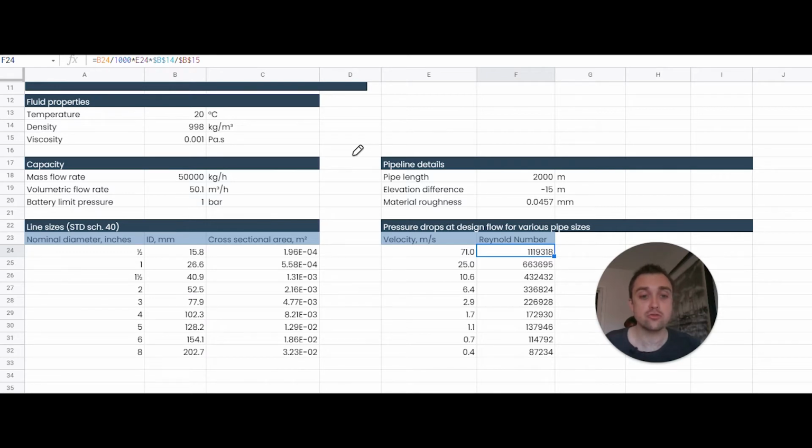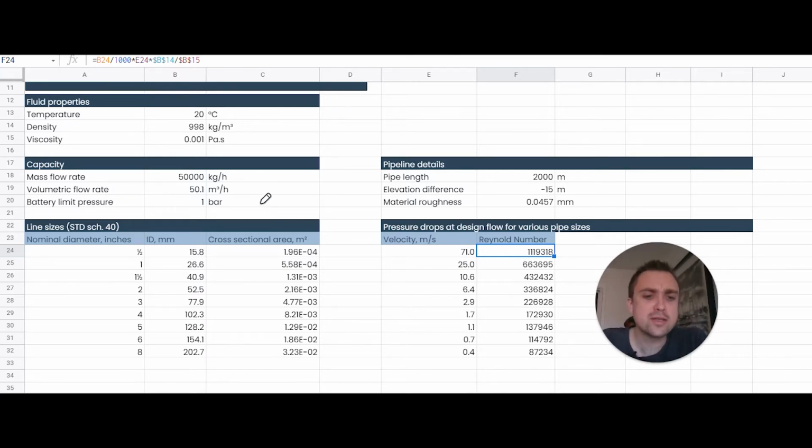Is it going to flow in nice straight lines that don't interfere with each other? That's called laminar flow. Or is it going to be turbulent, where flow streams are crossing over each other? We're calculating the Reynolds number that we'd achieve for the design rate of 50 tons an hour at various pipe sizes. The Reynolds number, I'm missing an S here, is a dimensionless number, which takes all sorts of fluid properties and tells us what flow regime we're going to be in.